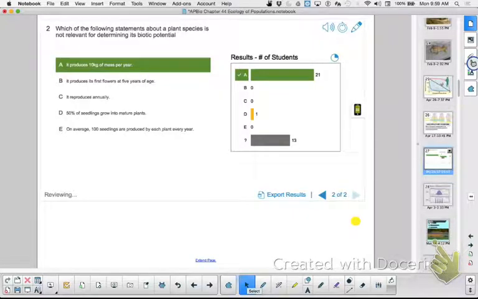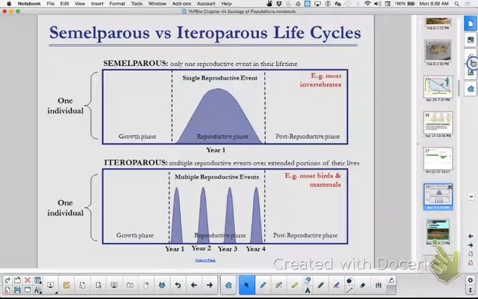Very good. Okay, all right, let's talk about this. Semelparous versus Iteroparous. Next thing there on your notes. Semelparity, members of a population have only a single reproductive event in their lifetime. So it's all about that one act of reproduction. Mature adults will cease growth and focus on a reproductive event and then die.